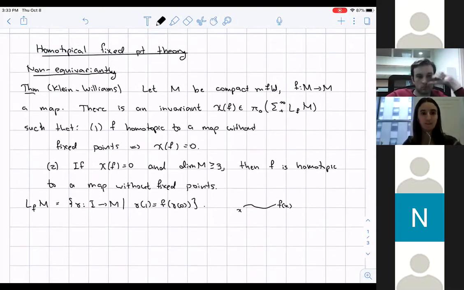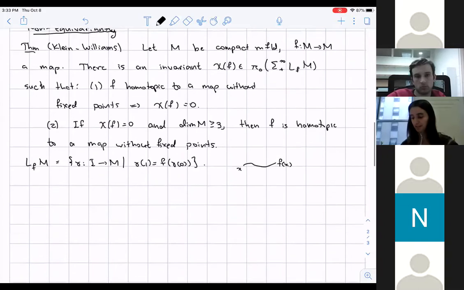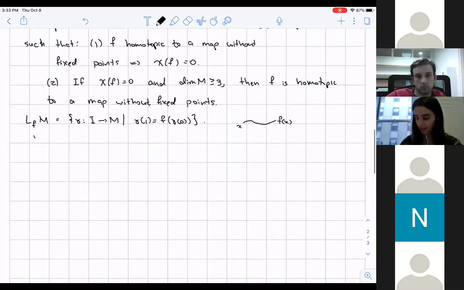What is the name of the paper for the Klein-Williams theorem? I think it's called Homotopical Intersection Theory.